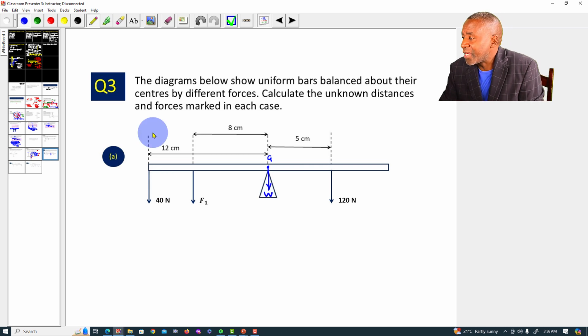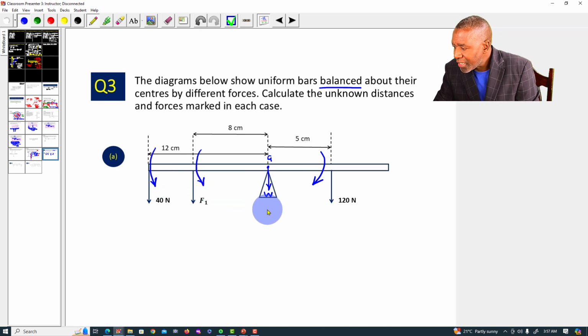Now, the other thing is that these bars are balanced. Since they are balanced, it means the principle of moments must apply. So I'm going to take moment about this point G, or you may call it point O, and realize that the moment due to the 120 Newton force is clockwise. The moment due to F1 is anti-clockwise. And also the moment due to the 40 Newton force is anti-clockwise. So there are two anti-clockwise moments.